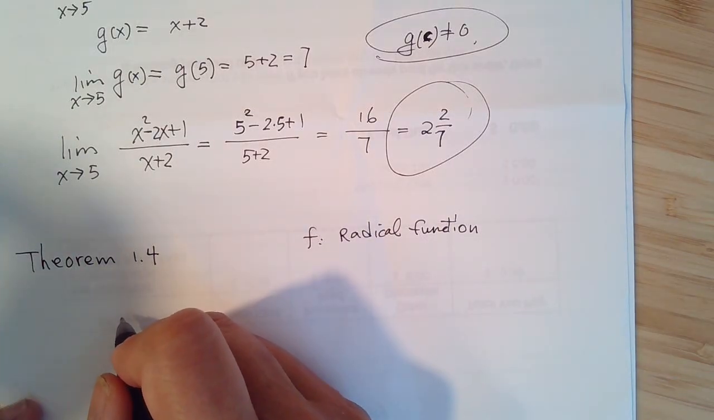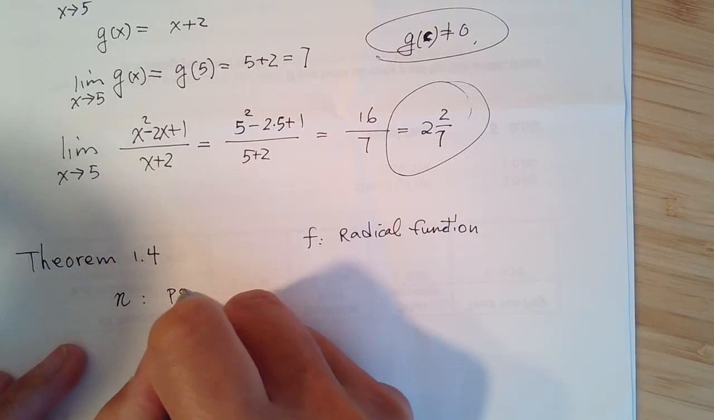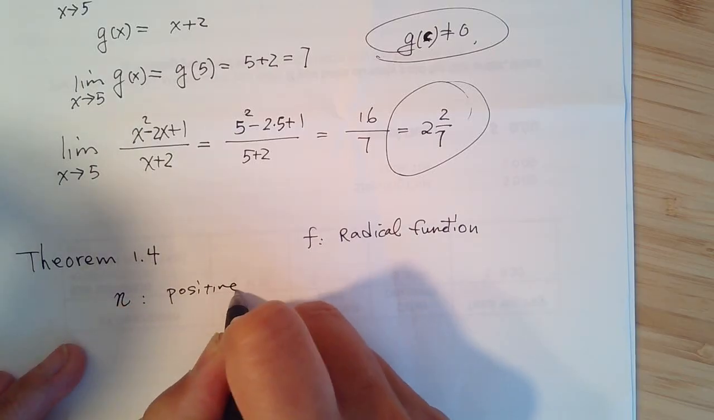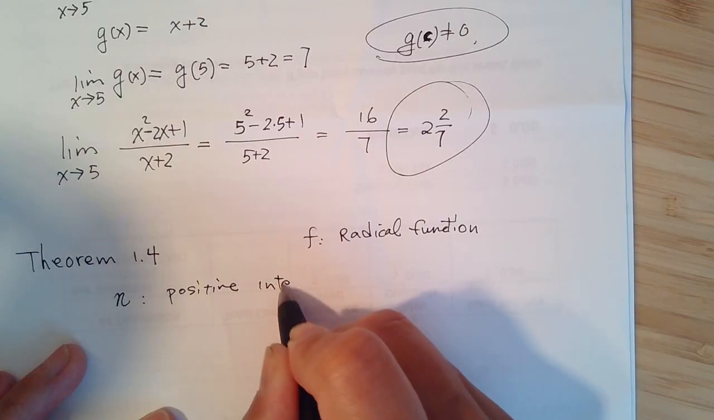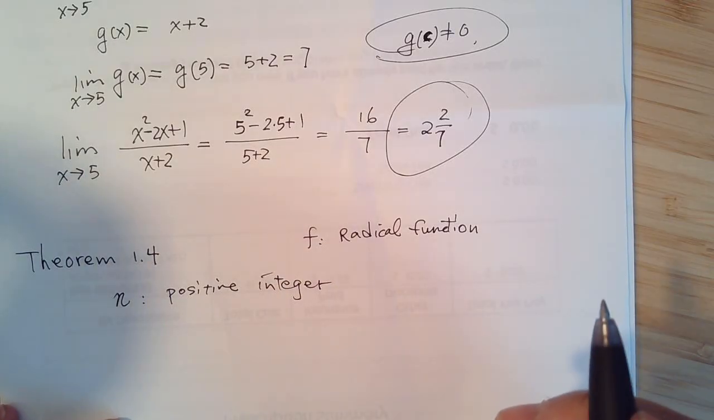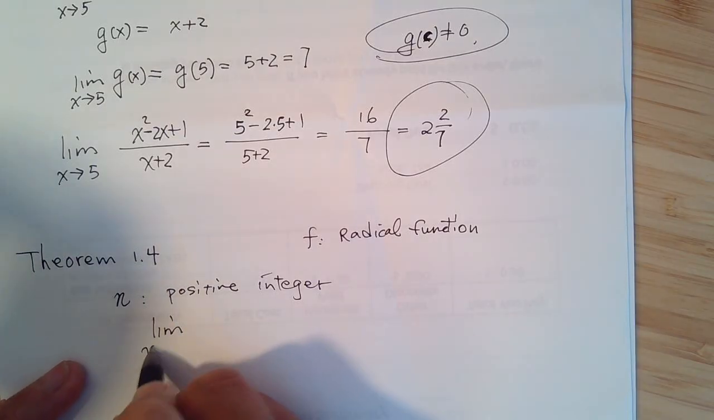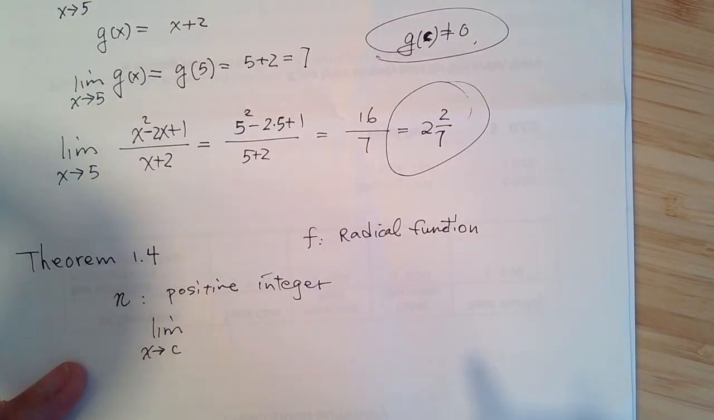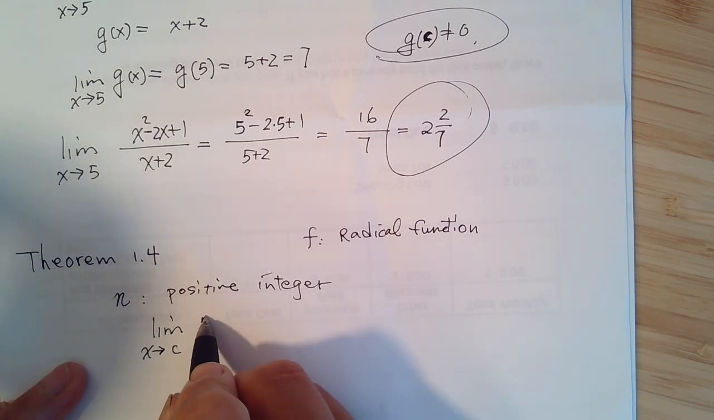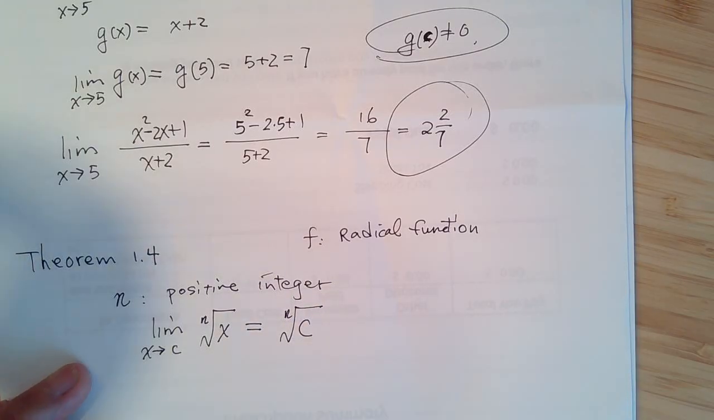Okay, so let n be a positive integer. N is a positive integer. Okay, this limit: again, x approaches this number c. The nth root of x will be just the nth root of c.